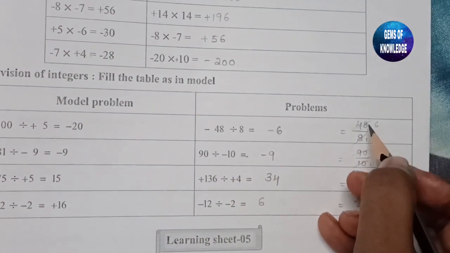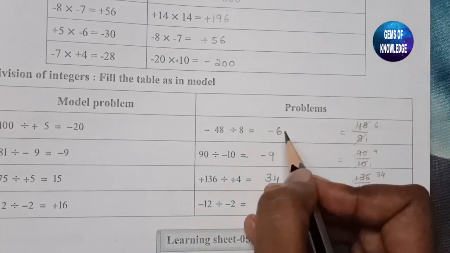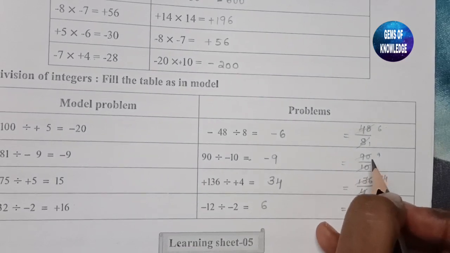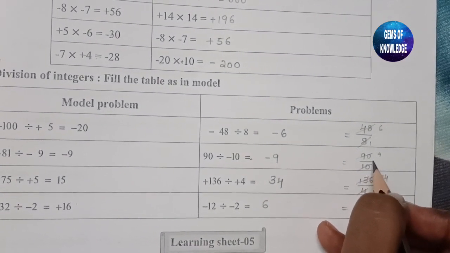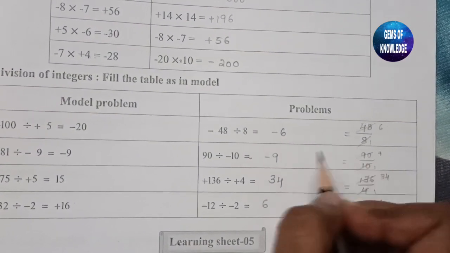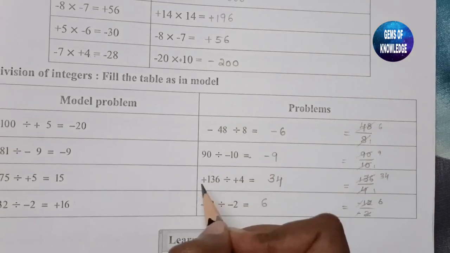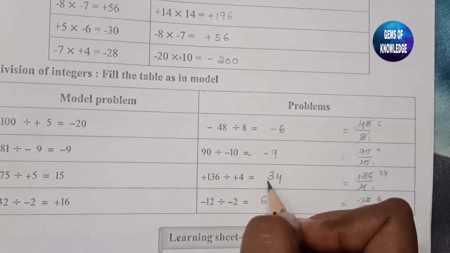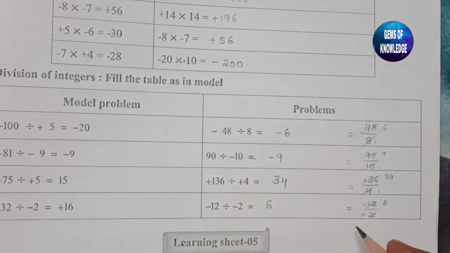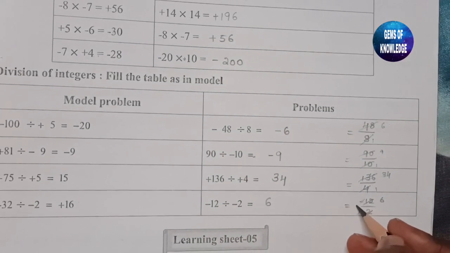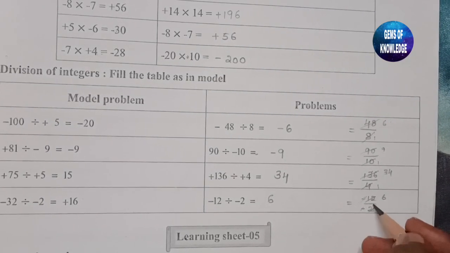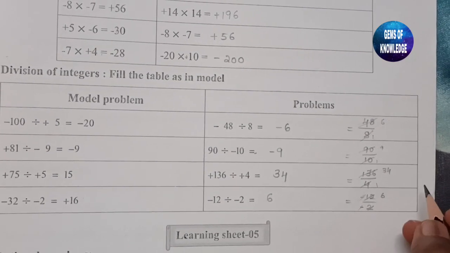So you can see 8 ones are 8, 8 6s are 48, and this minus sign will be as it is. Similar way, 90 divided by minus 10 is given. 10 ones are 10, 10 nines are 90, and minus will be as it is. Here both are plus, so after cancellation, it will be plus only. Here both are minus, so while cancellation, this minus sign and this minus sign will be cancelled, and this will become 2 ones are 2 and 2 6s are 12.